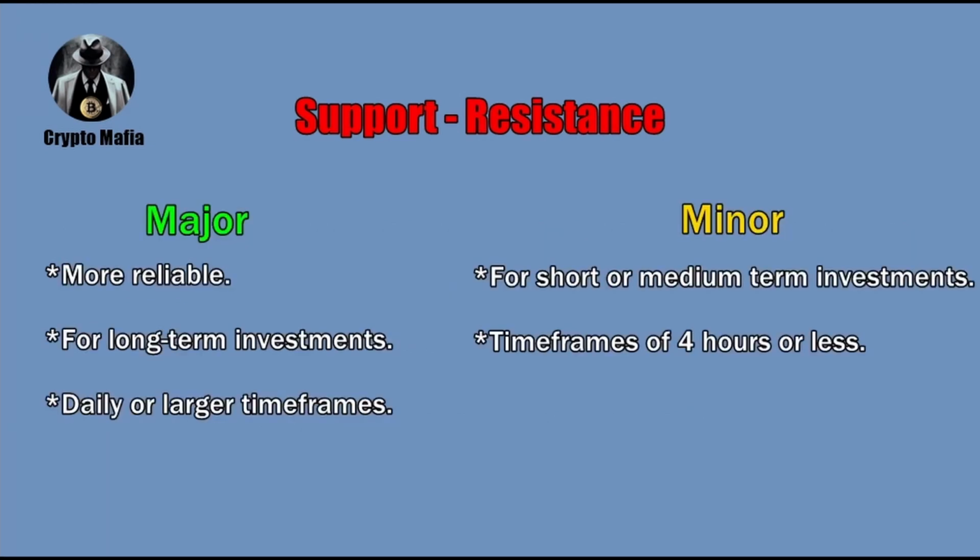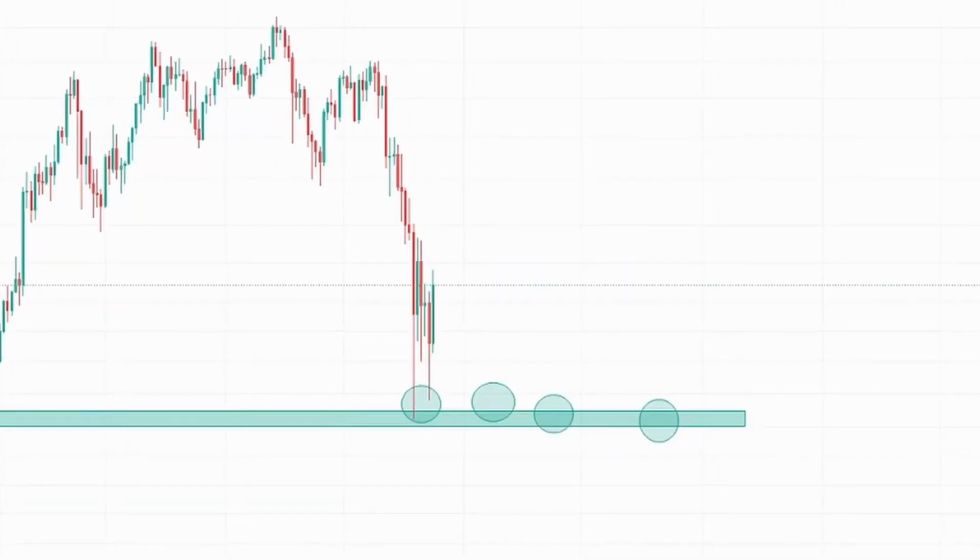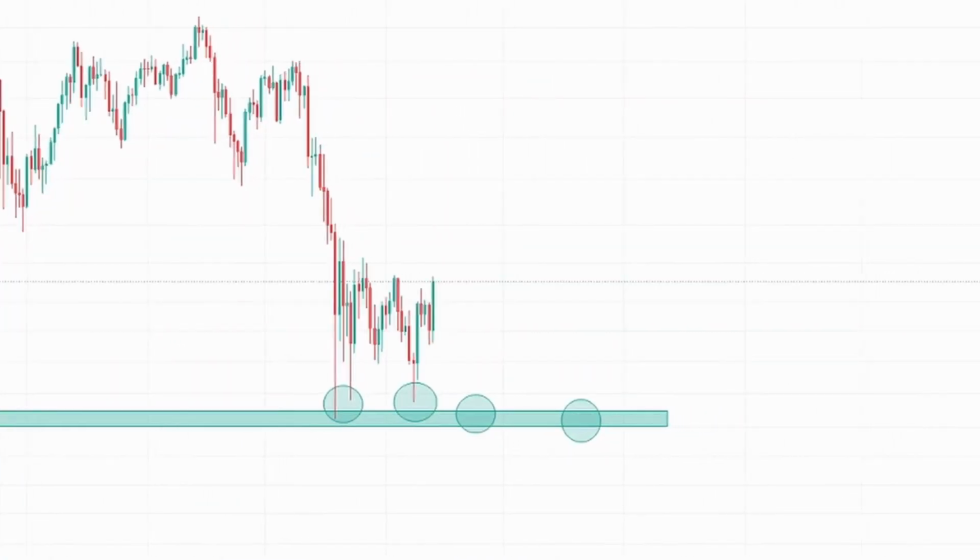First of all, we need to determine the major and minor support resistance zones. Major regions are where we can invest more reliably and for a long time. Minor regions are the ones we will use for short or medium-term transactions. We will determine the major regions in the graphs in daily or higher time periods. We will determine minor regions in lower time periods than daily.